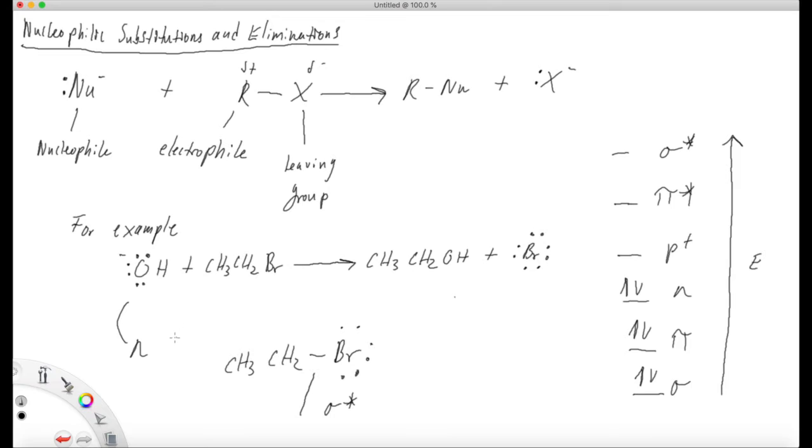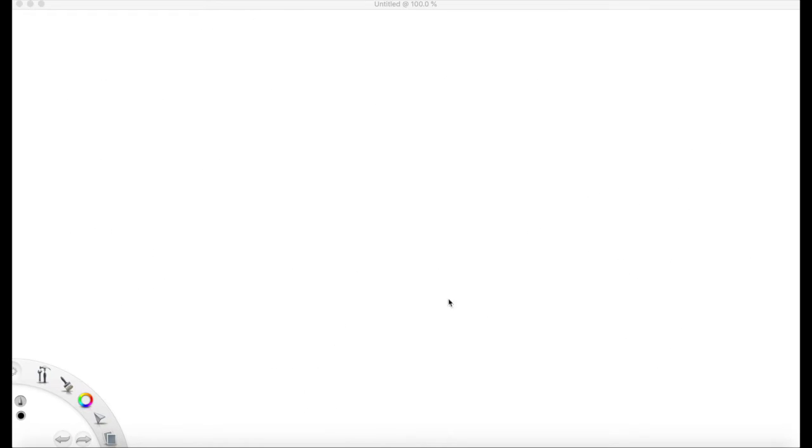It's going to react with the lone pairs on the oxygen, which is the electrons in the highest occupied molecular orbital are going to react with the electrons on the lowest unoccupied molecular orbital of CH3CH2Br, which is going to be our anti-bonding sigma. So it's the sigma star, okay?